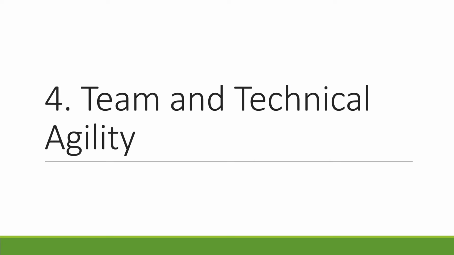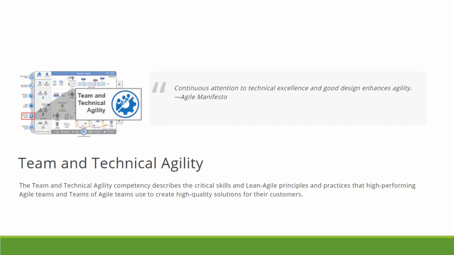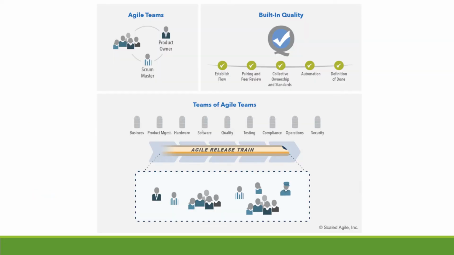The fourth component is team and technical agility. Continuous attention to technical excellence and good design enhances agility. It's one of the very useful principles in the Agile Manifesto, right? So the team and technical agility competency describes the critical skills, lean agile principles and practices that high performing agile teams and teams of agile teams use to create high quality solutions for their customers. It's one of the competencies required for building business agility. So these are the sub components of team and technical agility, right?